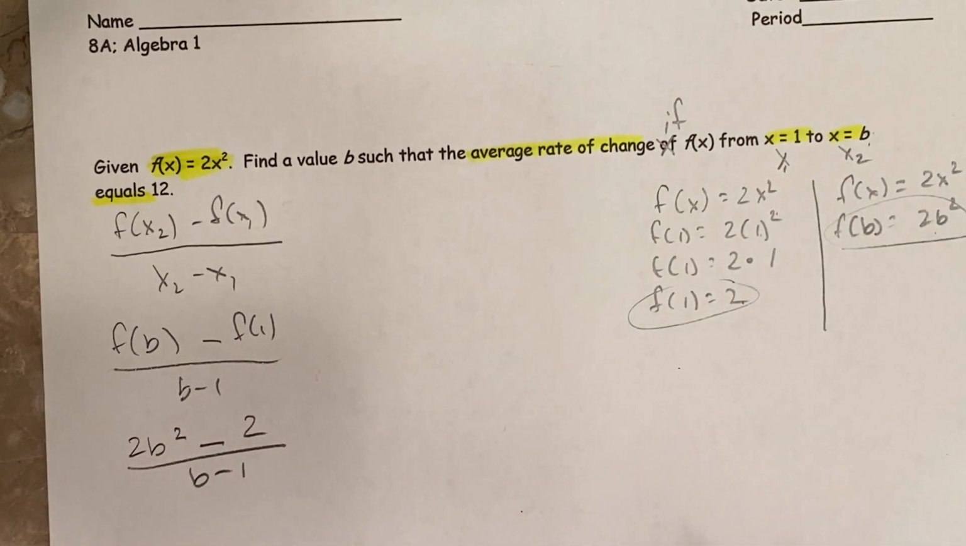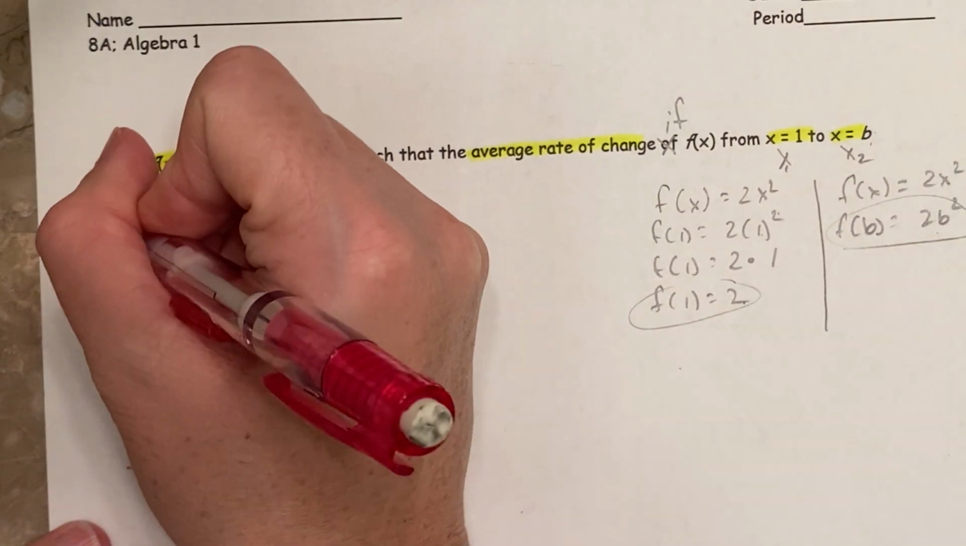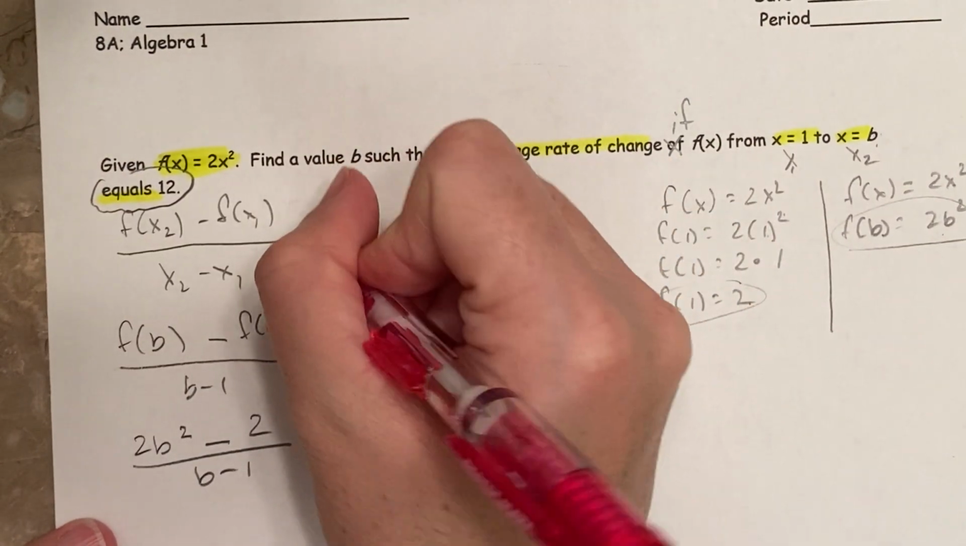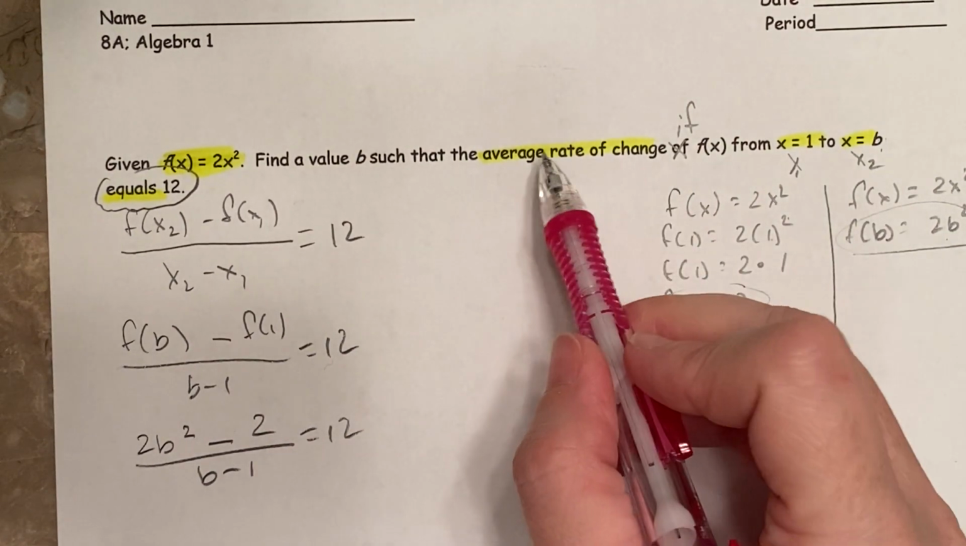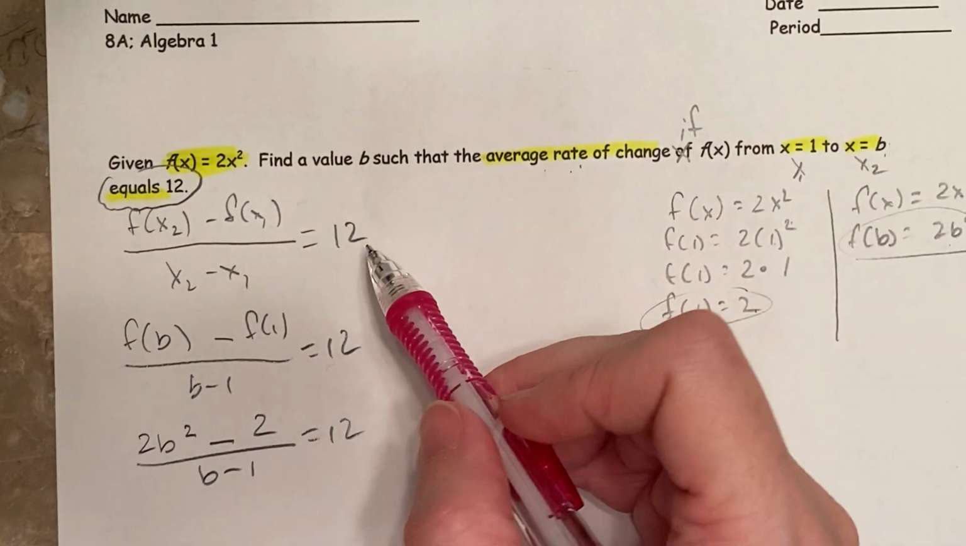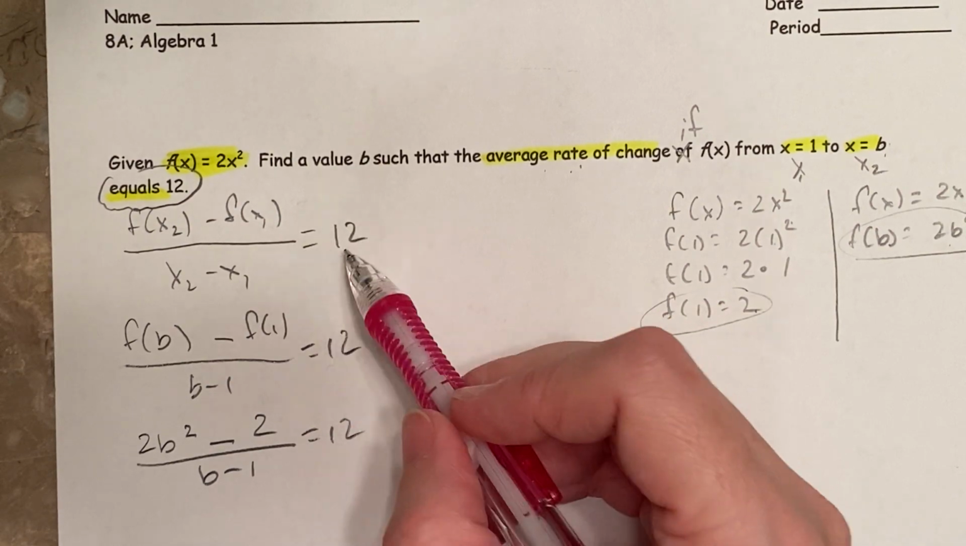So it's all over b minus 1. Now, I feel like I'm missing something. Find a value of b such that the average rate of change from, oh, I forgot this part. I even highlighted it. So they are telling you what the answer is. They're telling you the average rate of change is 12. So you have to set this equal to 12.